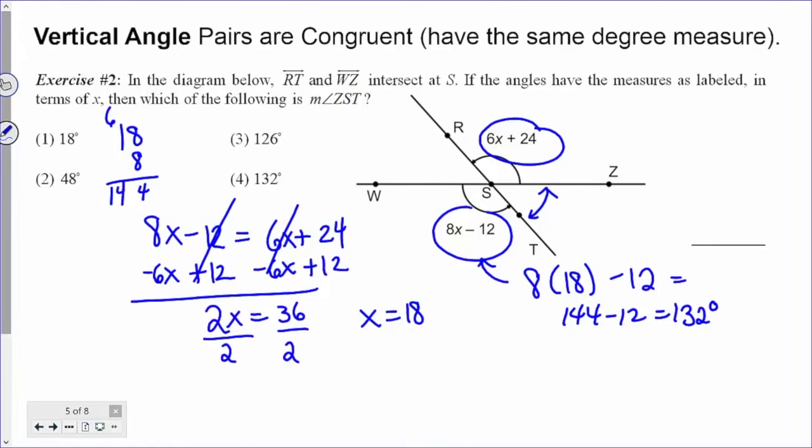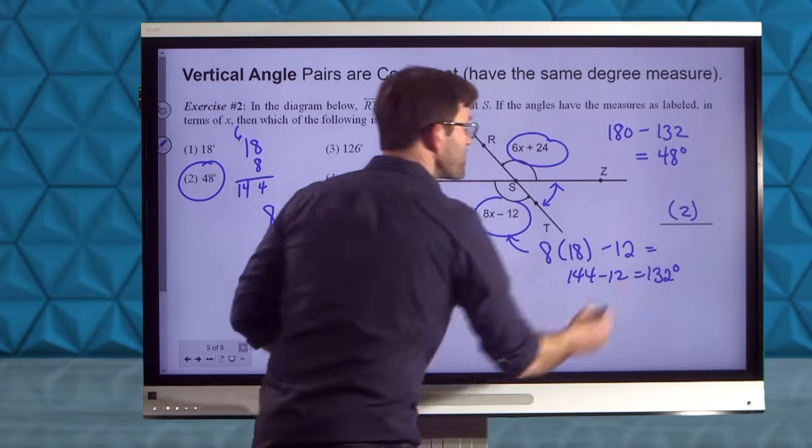Again, be careful. Don't go with the 132. It's not the angle you want. In fact, I want angle ZST, and that's going to be 180 minus my 132, which is going to be 48 degrees. Choice 2.